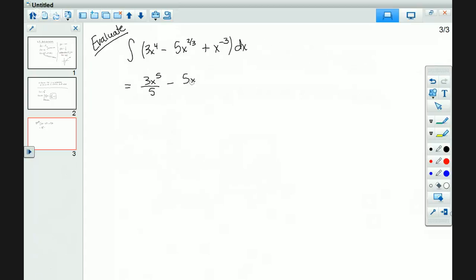Five x. Now add 3 over 3, because that's 1, correct? 5 thirds over 5 thirds. Got a little fraction math to do, which is okay. Add 1. Plus c.